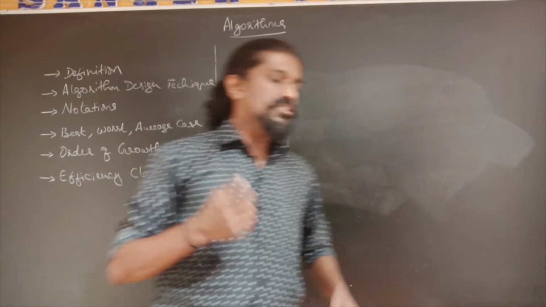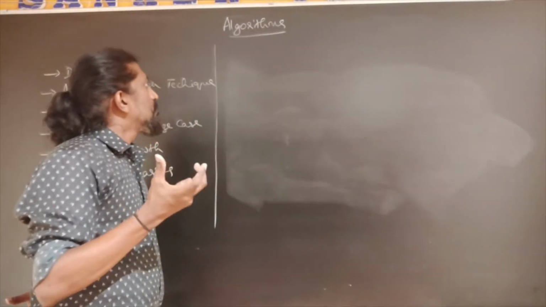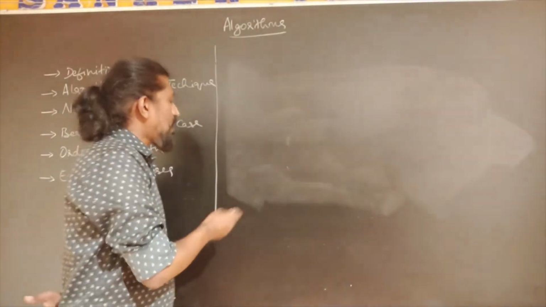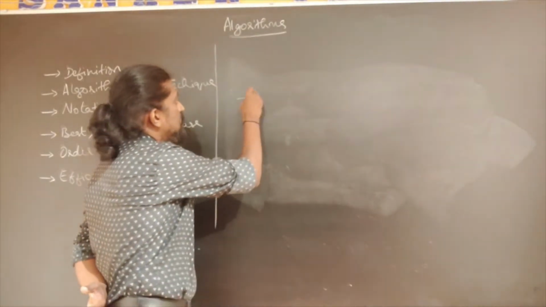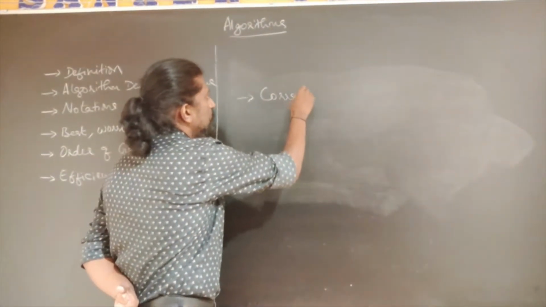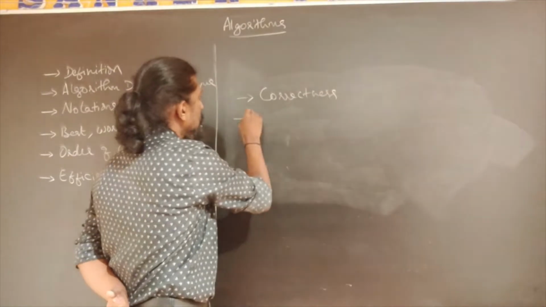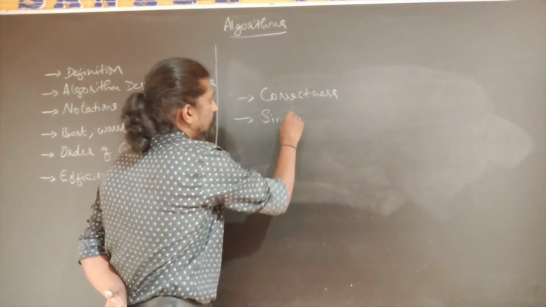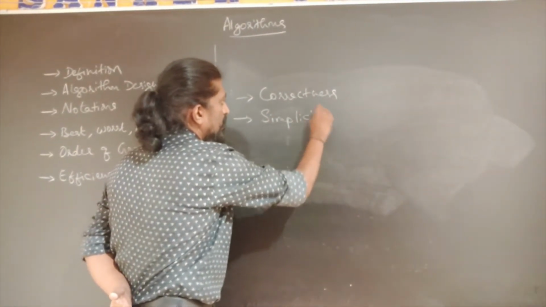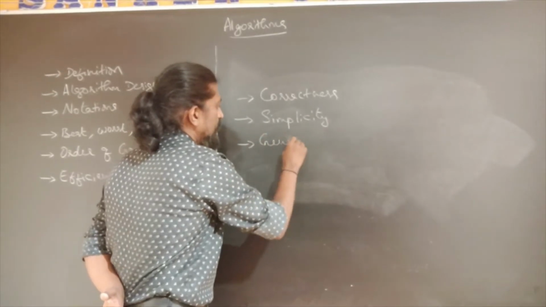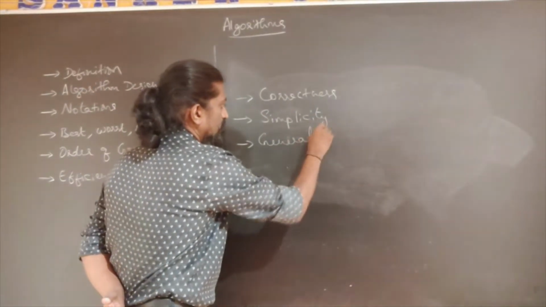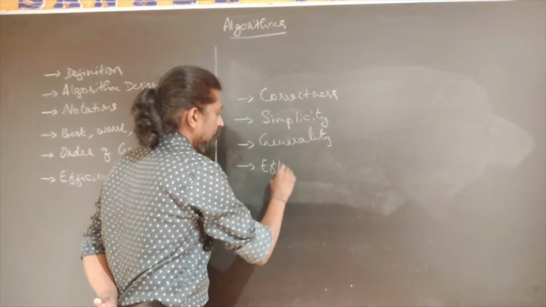So how do we measure the quality of an algorithm? So the quality of an algorithm may be measured based on the correctness of the algorithm, simplicity, generality, efficiency.